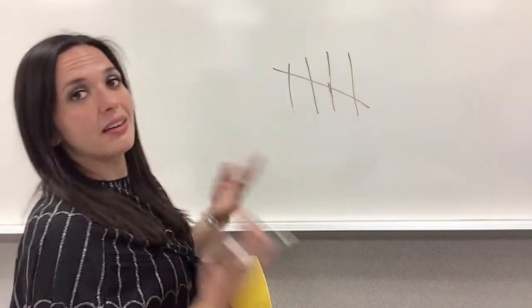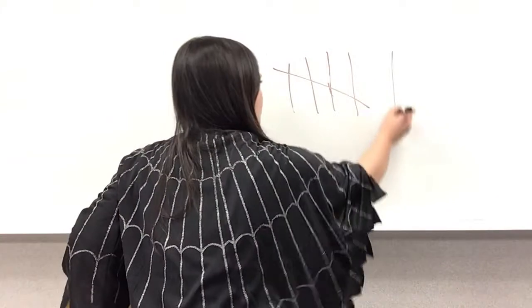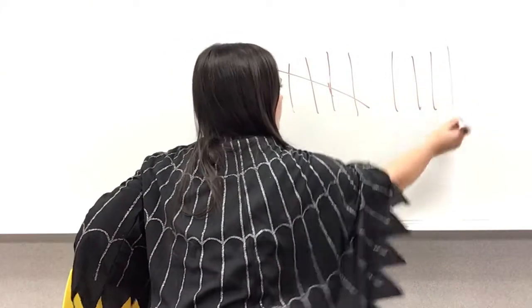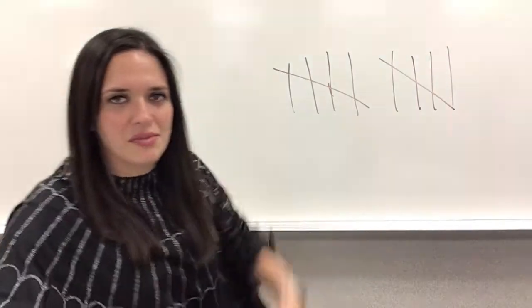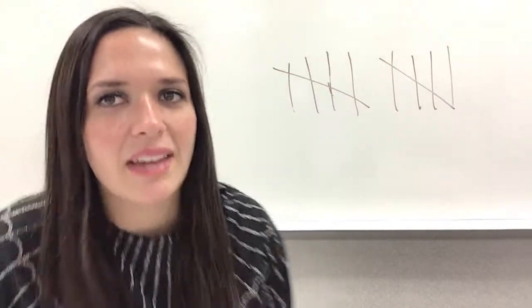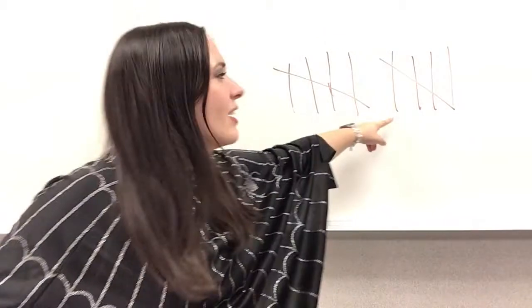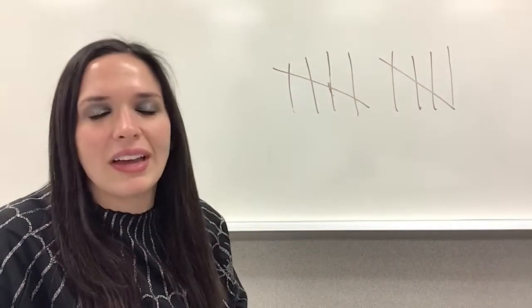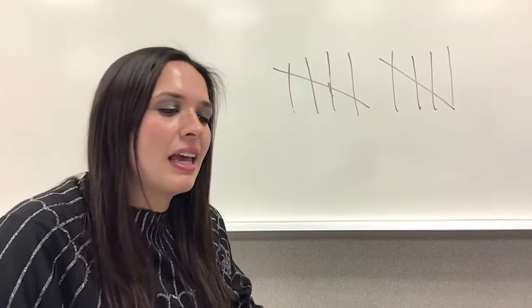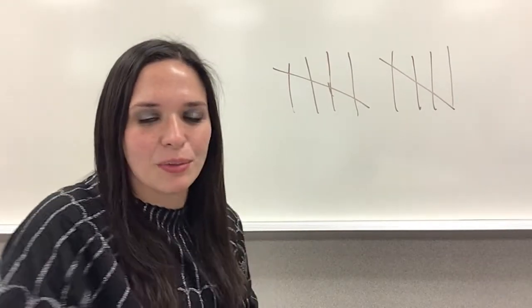So every time we have 1, 2, 3, 4 tallies, we're going to make our gate here. So if I was to make 5 more tallies, I got 4, and then my fifth one goes there. So now I have 2 gates, so 2 sets of 5. So that's going to be 5, 10, right? Because 2 sets of 5, we know 5 plus 5 equals 10 because of our 10 frames and our number racks and all the other things that we have used to count.